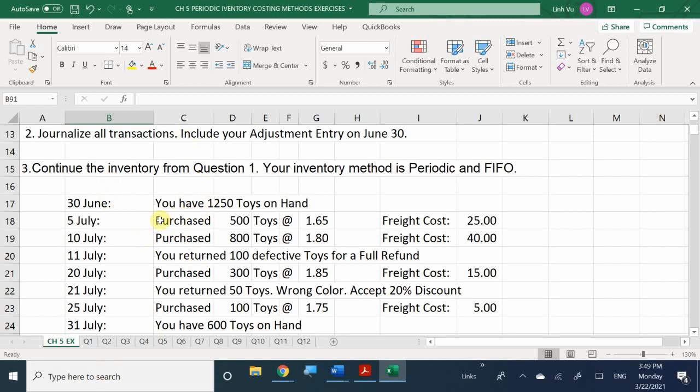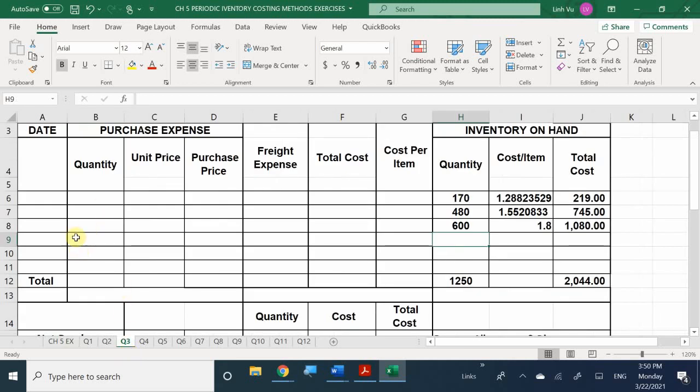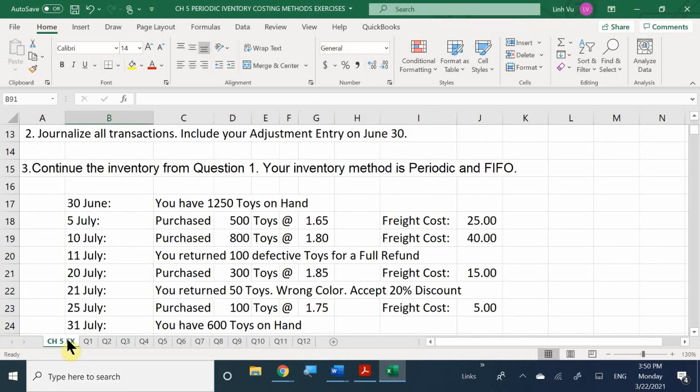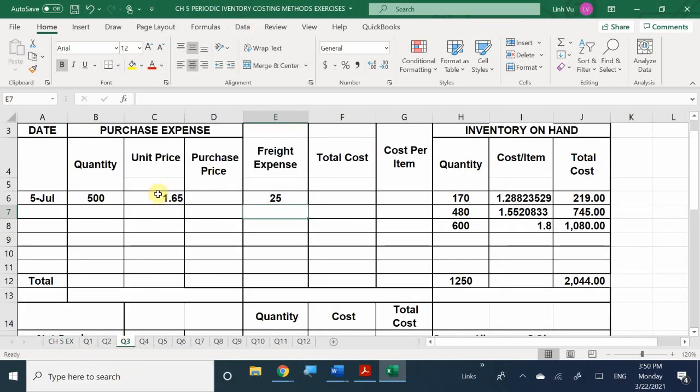Okay, so this one we're going to go directly into our inventory worksheet. So 500 toys at $1.65 with a freight of $25. Okay, so question 3. We are on July 5th, purchasing 500 units at $1.65 each with a freight of $25. Yes, purchase 500 at $1.65 with a freight of $25. So I'm going to reformat my page real quick, but tell me, what is going to be my total purchase price?